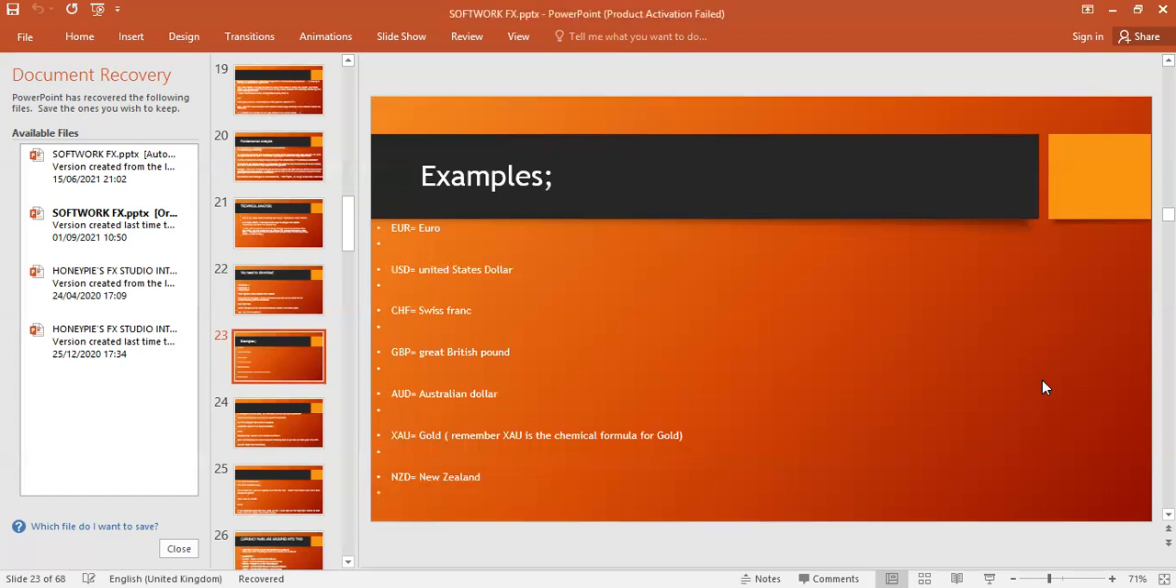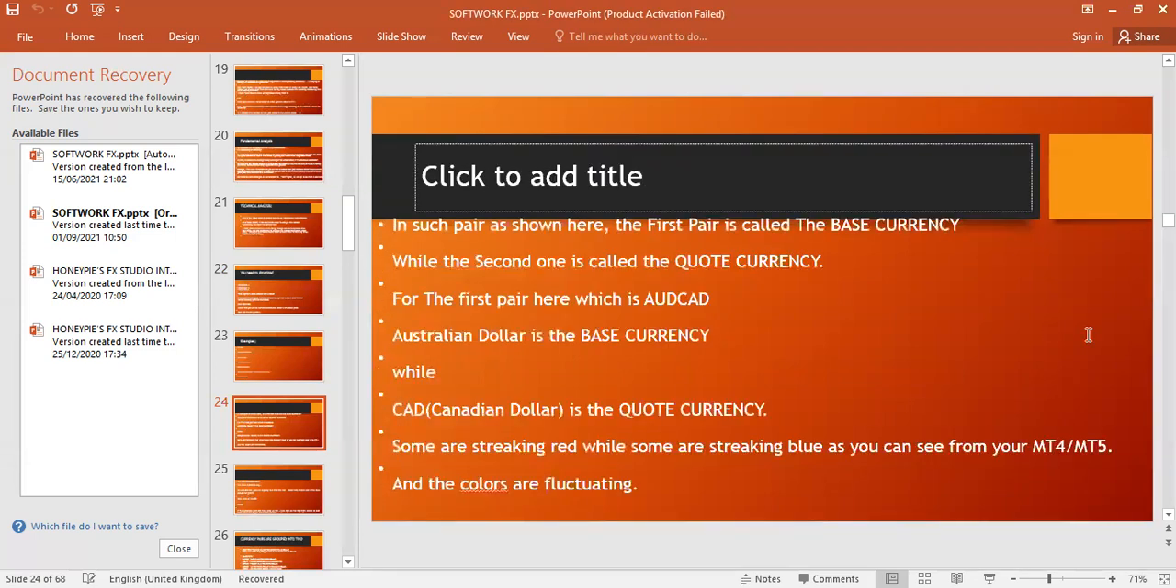How currencies have been abbreviated on the Forex market. If you check MetaTrader, you would have seen EUR, that's Euro, USD, that's for US dollars, CHF, that's Swiss franc, and all. It's all on your MetaTrader. If you go through it, you're going to see everything there. By the time we get to practical, you see all that.